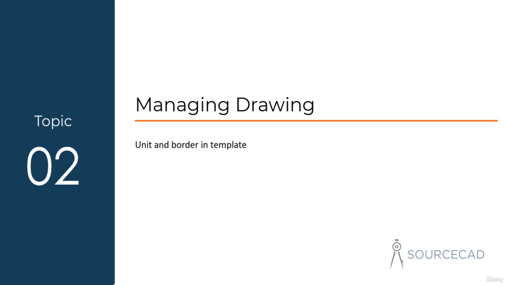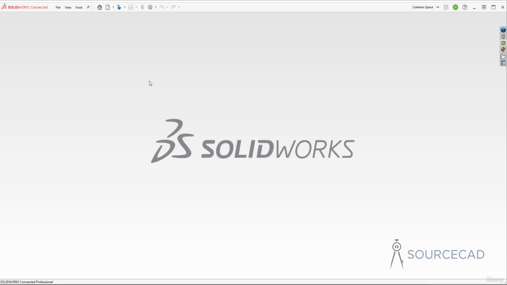So far, we have used the predefined templates for creating drawings using our part file. Now, we'll explore the possibilities of making our own template with our own settings like unit, settings related to drawing views, dimensions, and so on. For that, I'll start with a completely blank drawing.